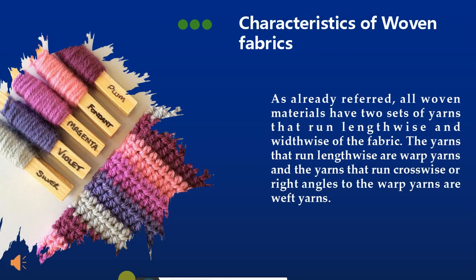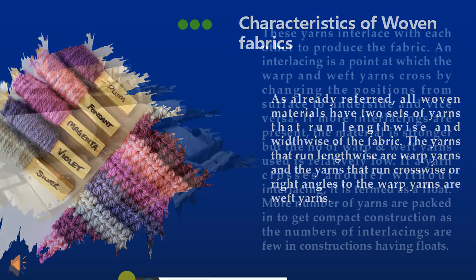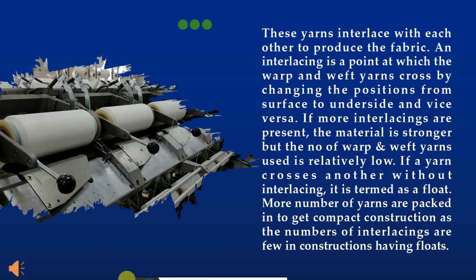As already referred, all woven materials have two sets of yarns that run lengthwise and widthwise of the fabric. The yarns that run lengthwise are warp yarns and the yarns that run crosswise, or at right angles to the warp yarns, are weft yarns. These yarns interlace with each other to produce the fabric.